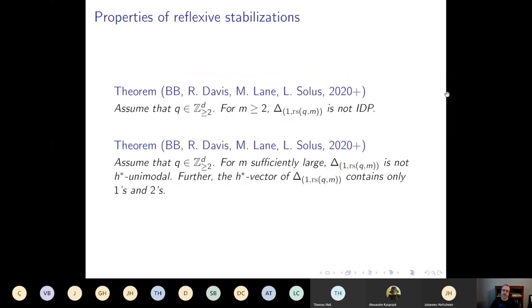One thing that's interesting is that, unsurprisingly, if m is greater than or equal to 2, you lose IDP. So you really quickly lose IDP when the multiplicity gets too big. But what we find particularly interesting is that if m is sufficiently large, then the mth reflexive stabilization is not H-star unimodal. And that H-star vector actually only has 1s and 2s. So not only do you lose unimodality, but all the peaks disappear. It's just a very flat H-star vector.